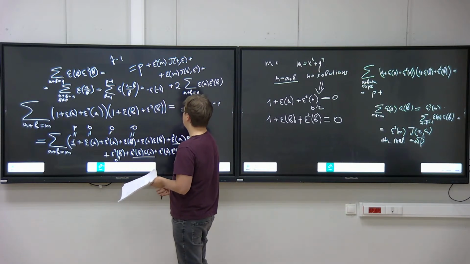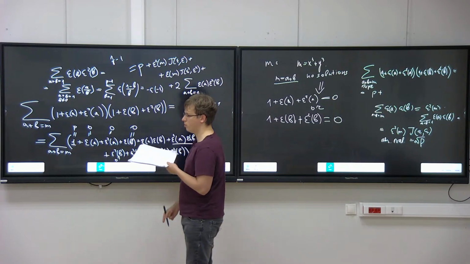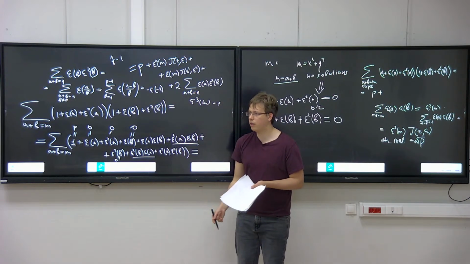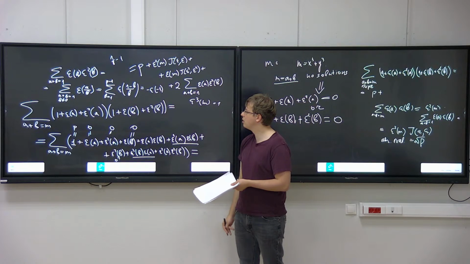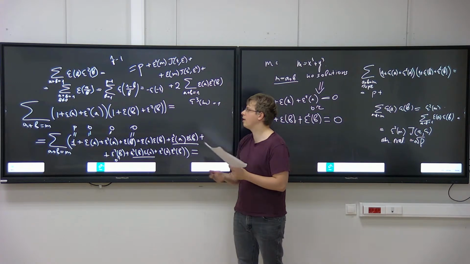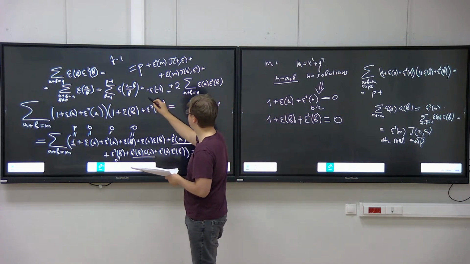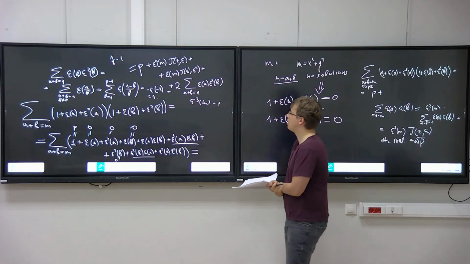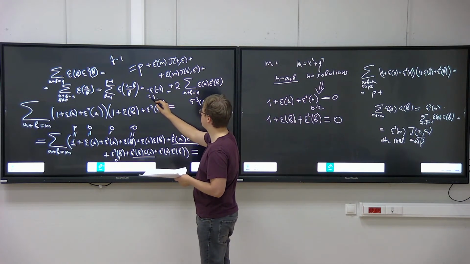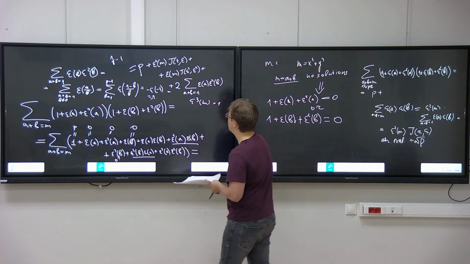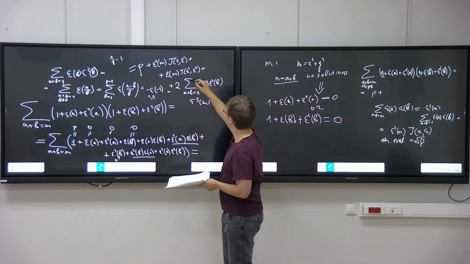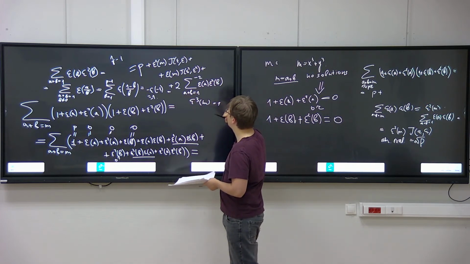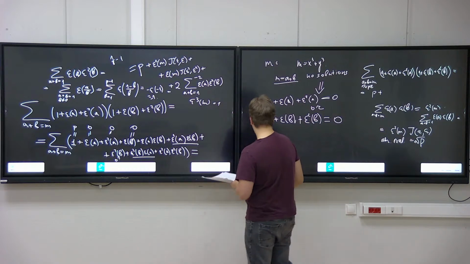And this has absolute value 1. Epsilon of minus 1 is just equal to 1. Minus 1 is a cube, so it's always okay. It's 1, and the sum is minus 1, because of the minus sign. So the two sums give minus 2.